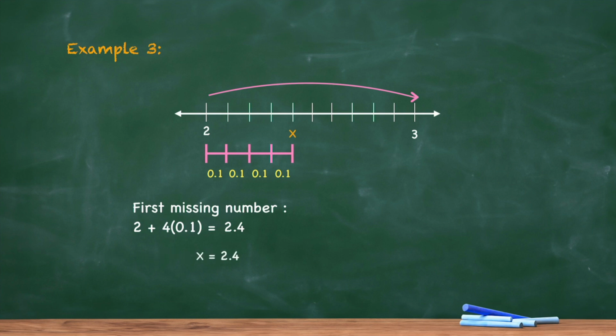Remember, whether you are finding missing numbers or solving for variables, always follow these 3 steps. First, determine the size of each interval. Next, check the direction. Move left and subtract. Move right and add. Finally, count the number of intervals carefully.